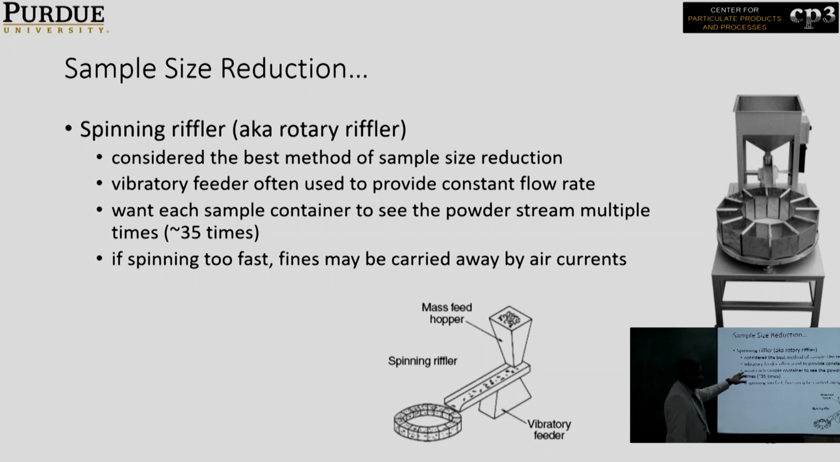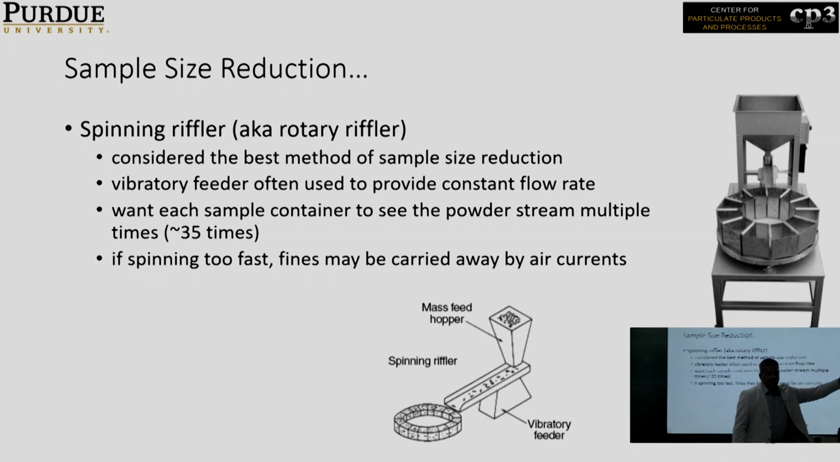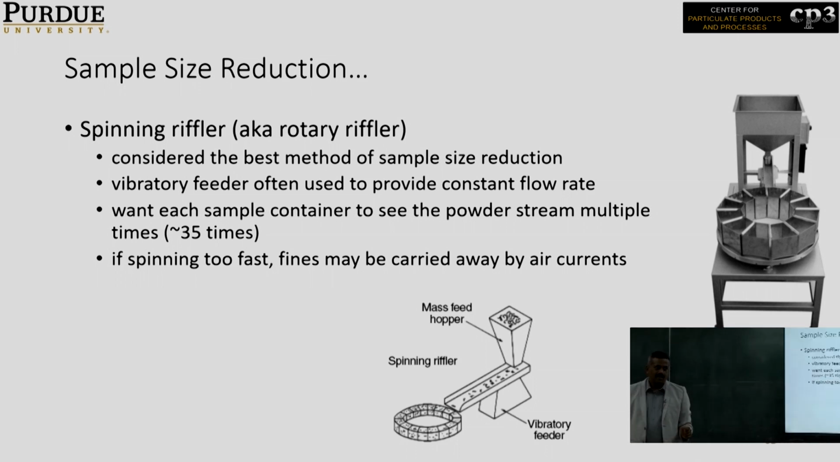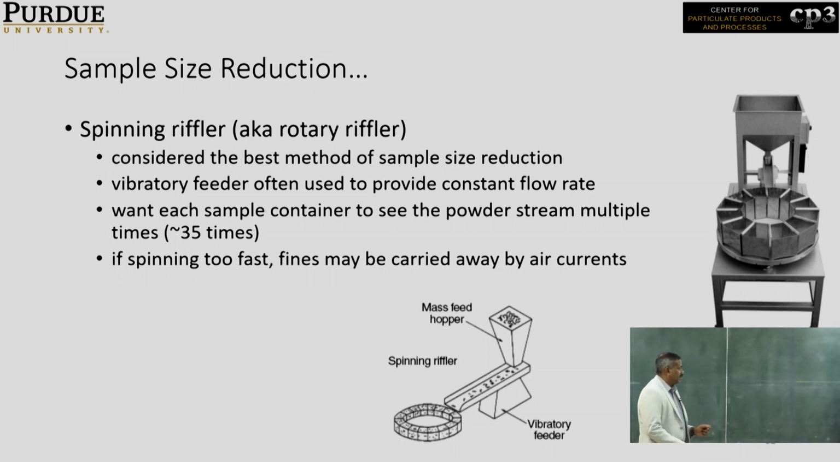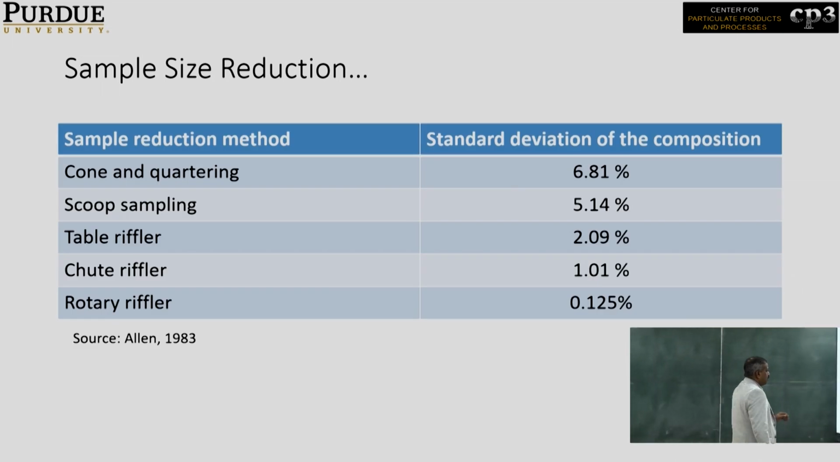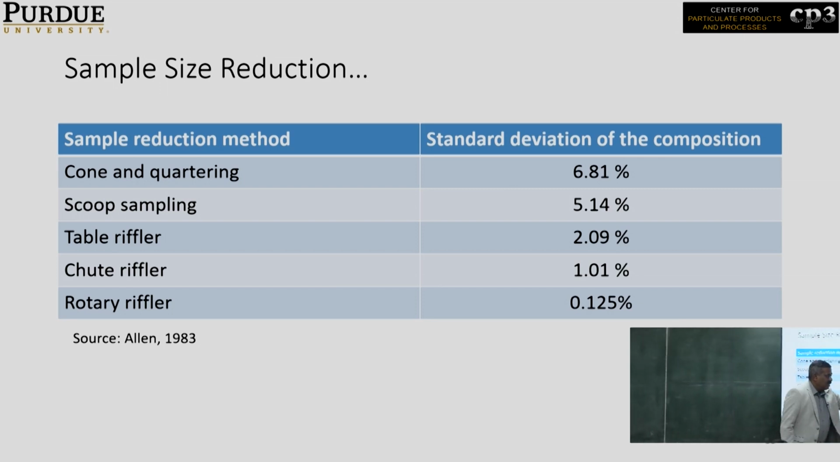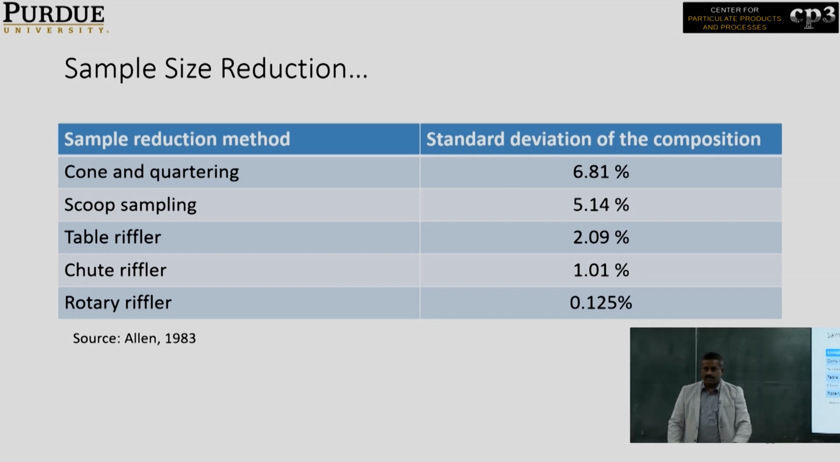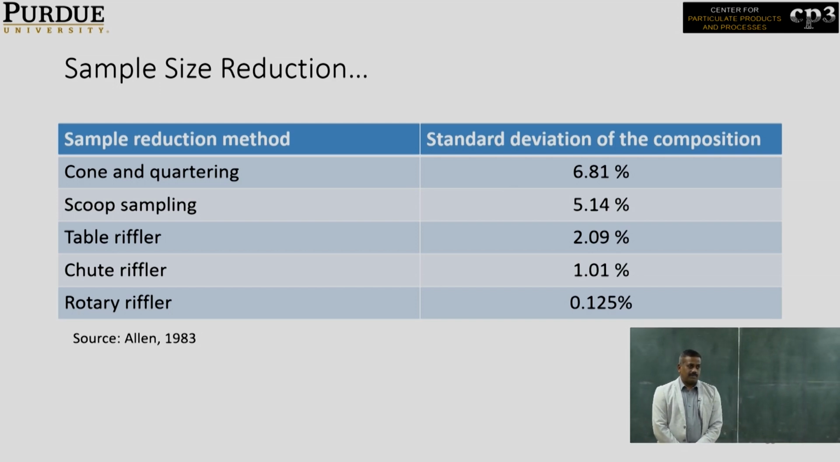Yeah, vibratory feeders are common. If the powder is not very free flowing, then to make it flow freely, you give some vibration on the feeding chute so that the material flows uniformly. Okay. So again, as I said, most commonly the rotary riffler gives a very good result with very low standard deviation of the measurements from the sample. Okay. You can see cone and quartering gives a large variation, but still if you do not have any other instrument, you can still use the cone and quartering method. Okay.